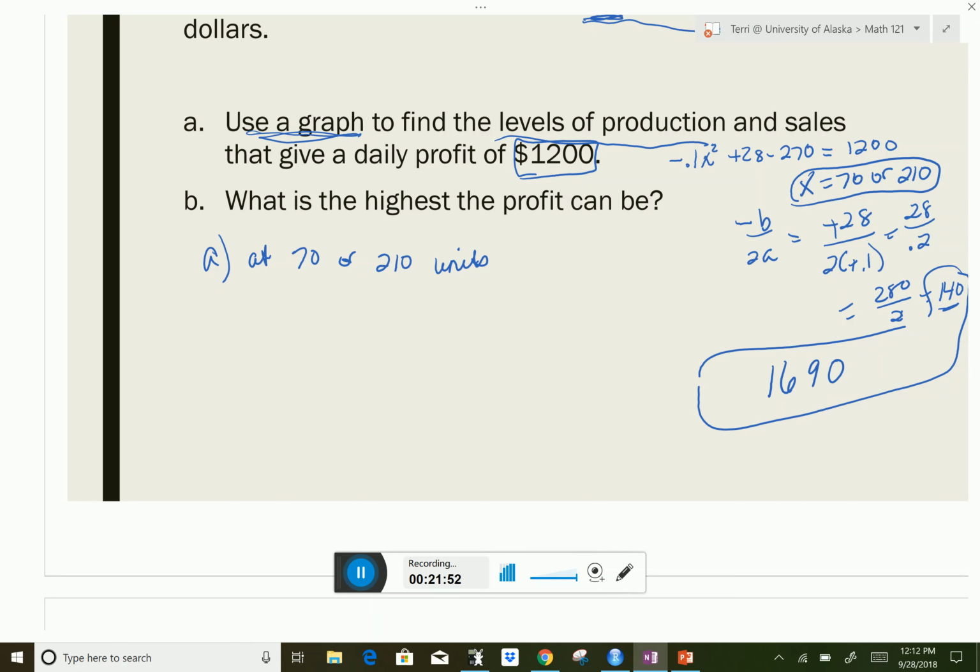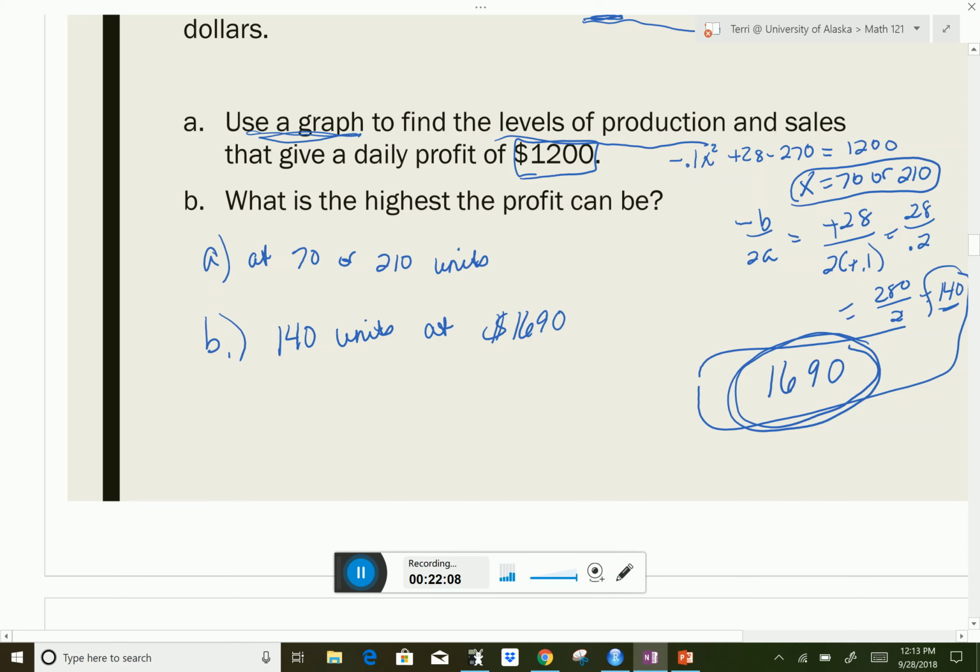And we already know the highest that the profit can be. We figured that out in order to get a nice graph. So that was 140 units at $1,690. Because, think about that, the reason it goes back down is that's the point at which we've saturated the market and we have to put things on sale in order to sell them.